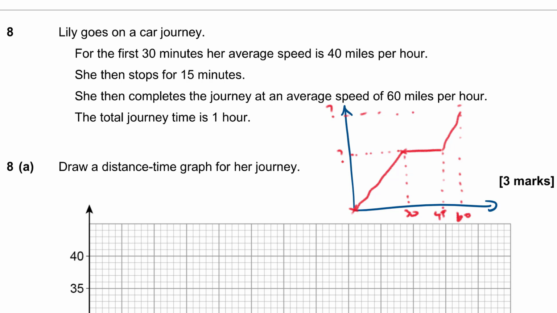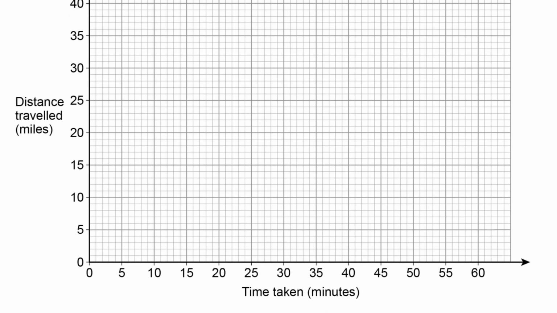Okay, so let's do that then. So for the first 30 minutes, her average speed is 40 miles per hour. So if she can do 40 miles in 1 hour, then in half an hour, she's going to be able to manage half that distance, isn't she? So at a time of 30 minutes, she will have traveled 20 miles. So I'm going to plot 2 points straight away. I'm going to plot 0, 0. And at 30 minutes, she's going to be at a distance of 20 miles. So I'm going to have a point there. She's then going to be stationary for 15 minutes.